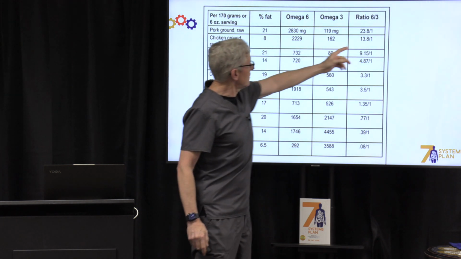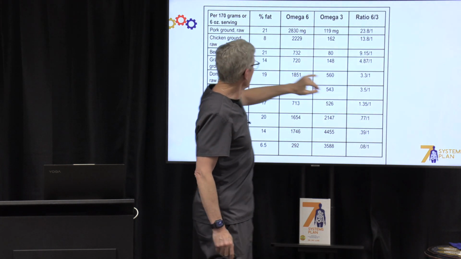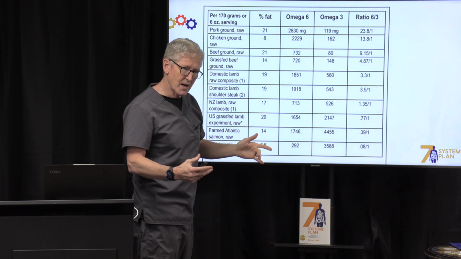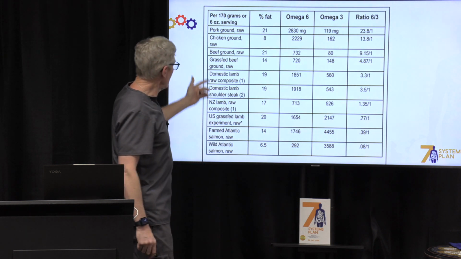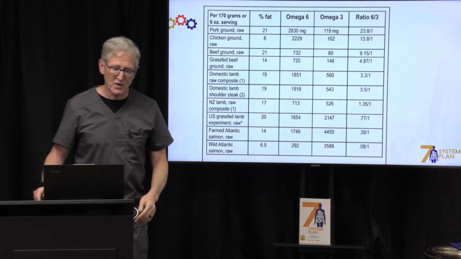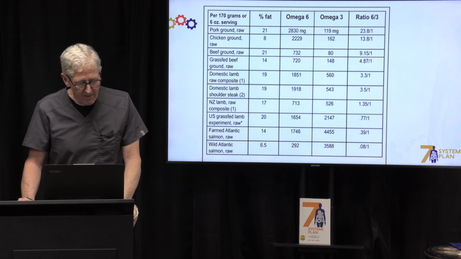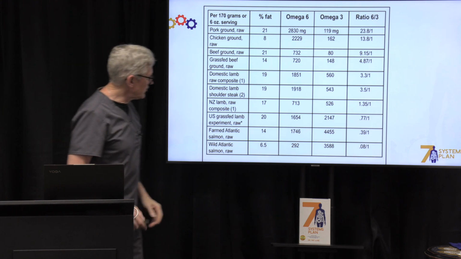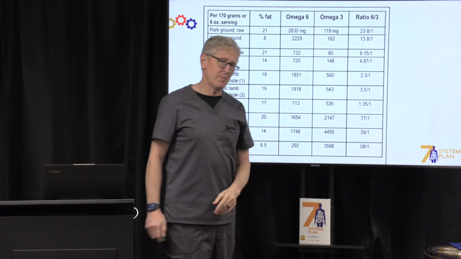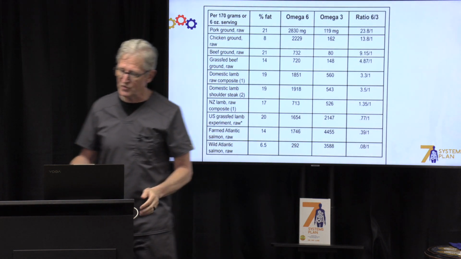If you look at chicken, now we're about 14 to 1. Ground beef, significantly less than chicken, 9 to 1. And then we've got lamb, which is better yet, and we get down to the best of the best, which is fish. And even farm-raised fish is pretty low in omega-6, but tremendously better is the wild-caught fish.